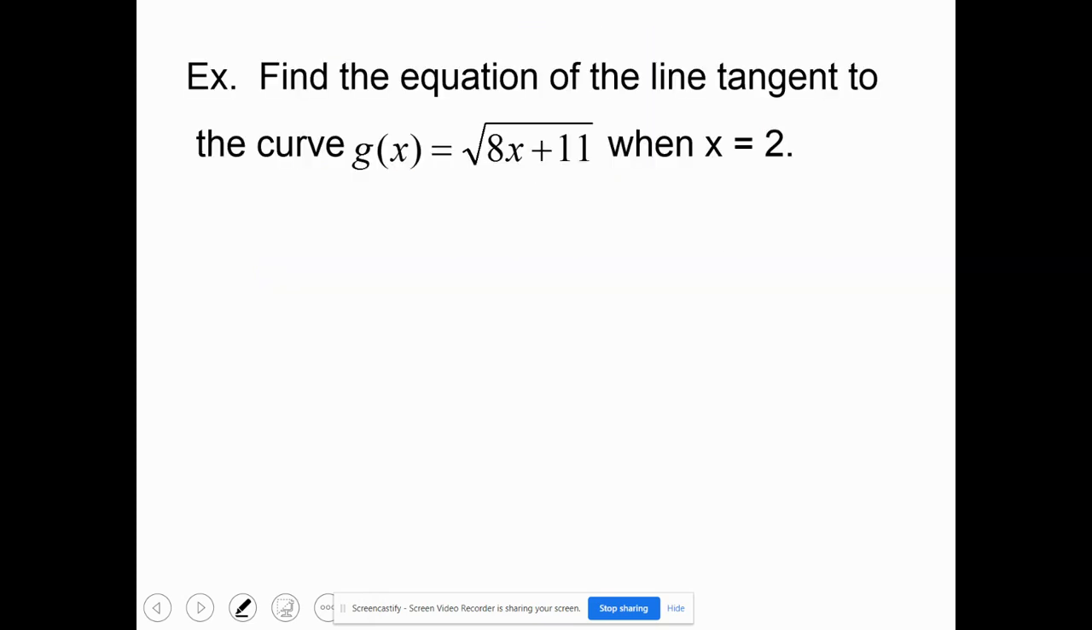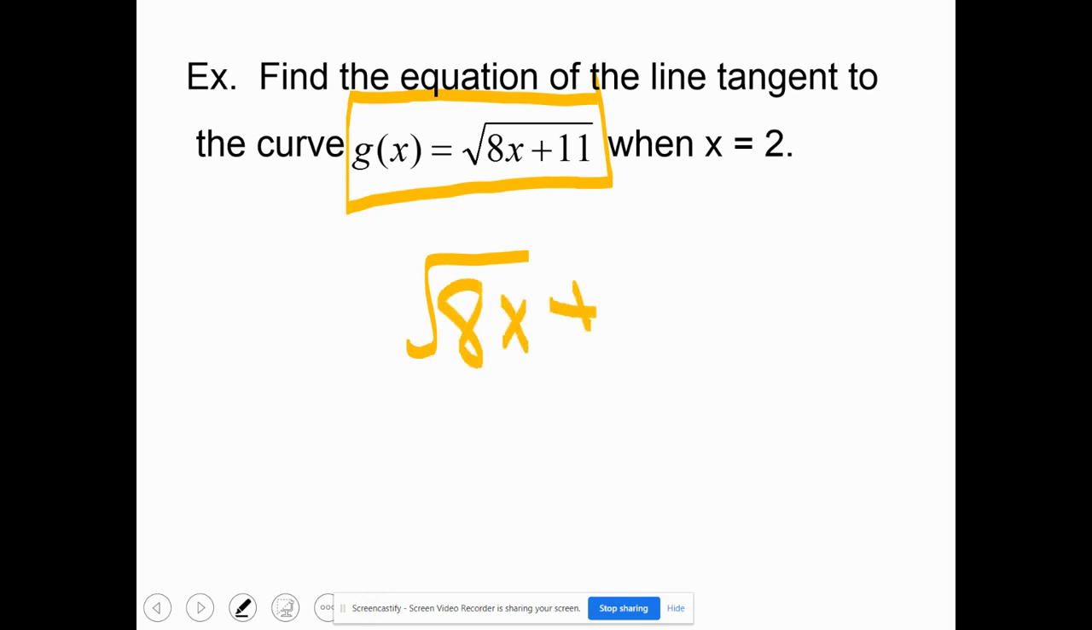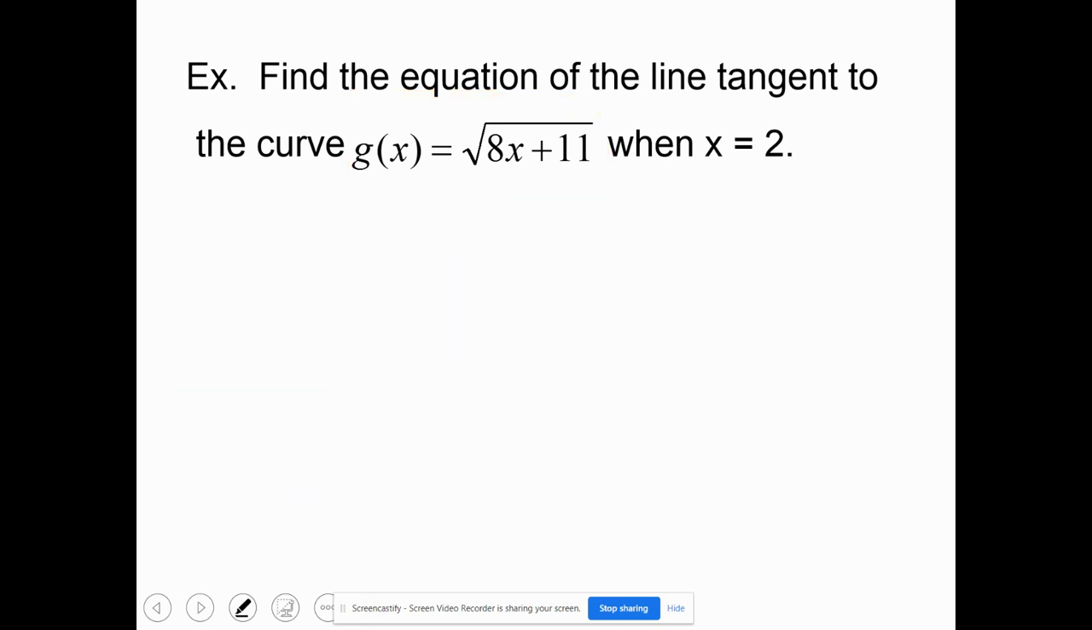Now, don't be fooled. This problem here is just like all the rest, but coming up with the slope is going to be a little more difficult. If you notice, if we take this function here, you can't use the power rule. Now remember, this doesn't break into the square root of 8x plus the square root of 11. That's not how math works. All right, let me get rid of that. So this is one where I'd have to use my definition.